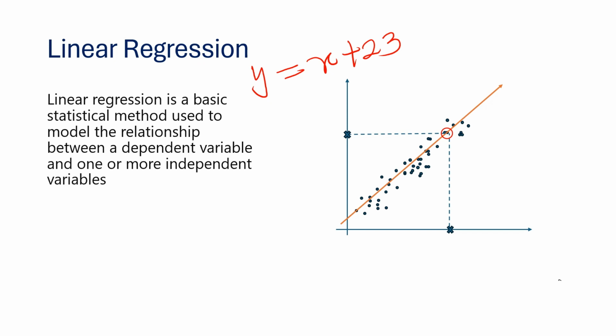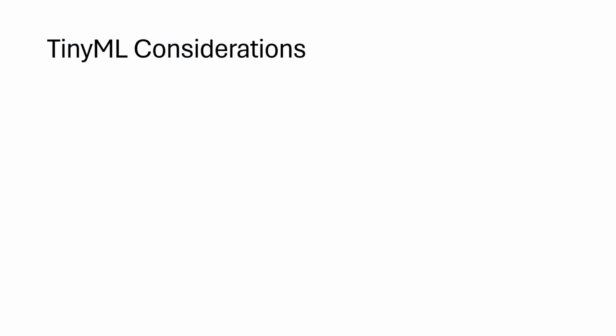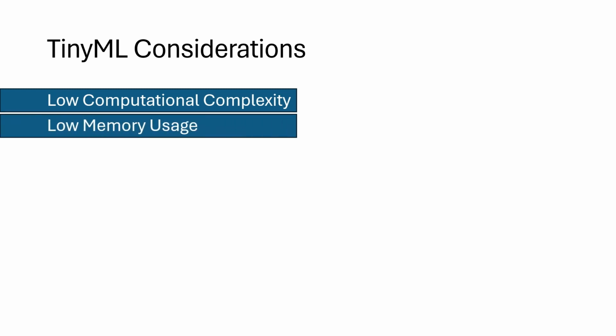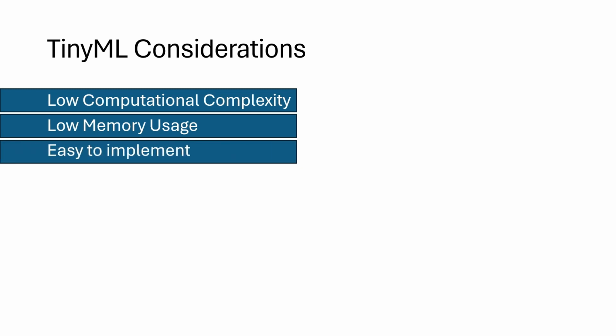And in the context of TinyML, linear regression can be used for simple tasks such as predicting a single continuous output based on one or more input features. Linear regression is an excellent choice for TinyML due to its low computational complexity and also memory footprint. It is quite easy to implement and interpret, making it a great starting point for any TinyML workloads.